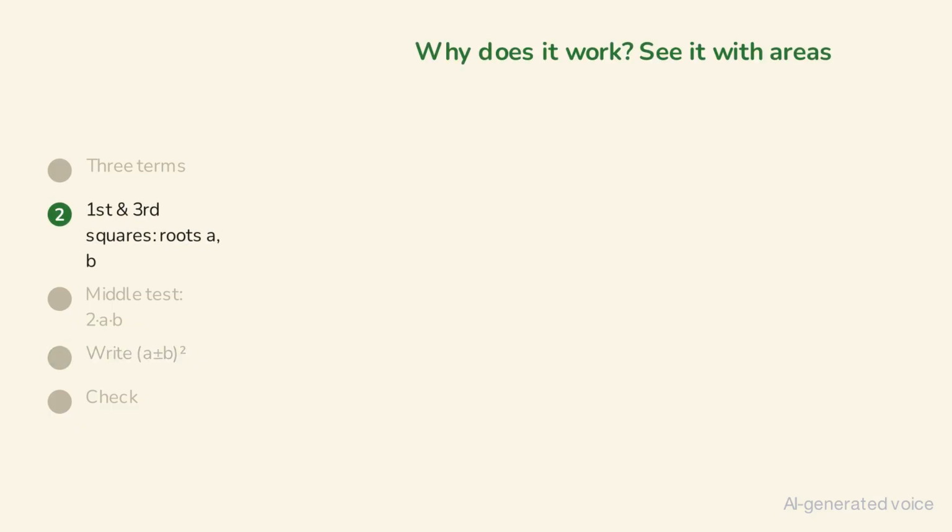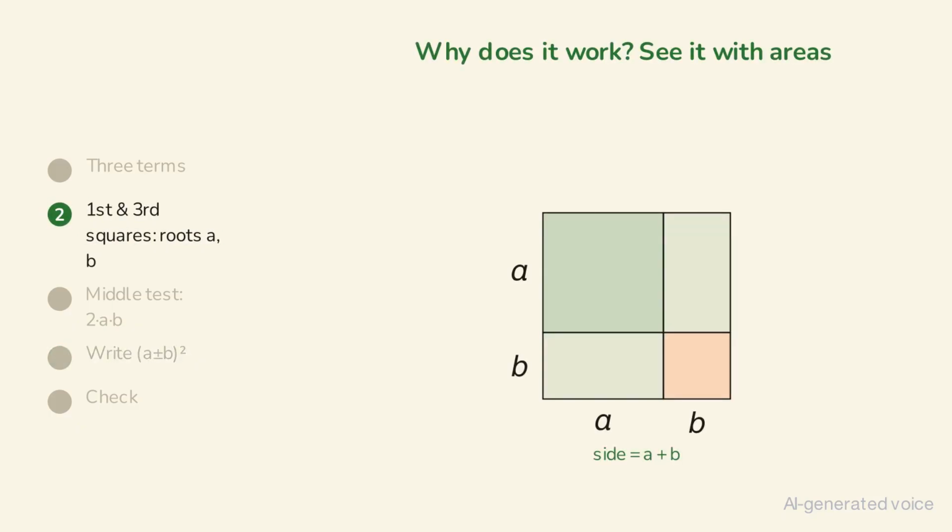Let's see it with a picture with areas. Picture a big square with side a plus b. Its area is a plus b squared. Splitting the side into a and b, the square is divided into 4 pieces. One is the big square of area a squared. 2 are equal rectangles, each of area a times b. Together they are 2ab, exactly the middle term. And the last is the little square of area b squared. Adding the 4 pieces, a squared plus 2ab plus b squared, we get the full square again. That's why it's a perfect square.